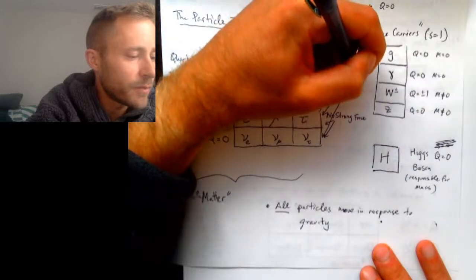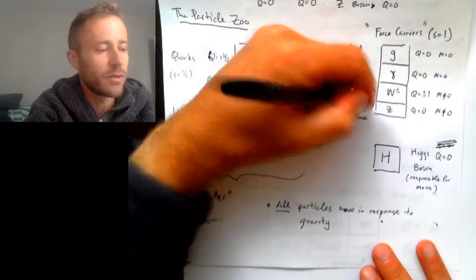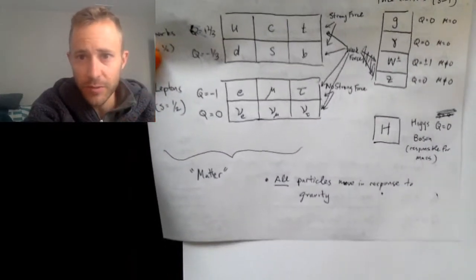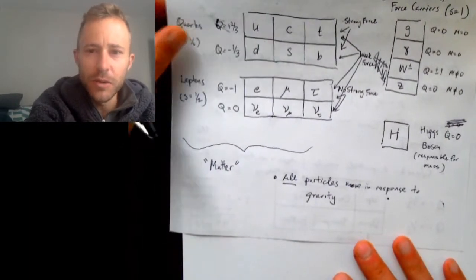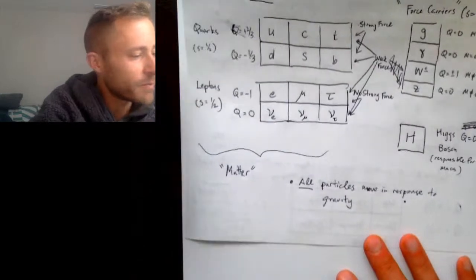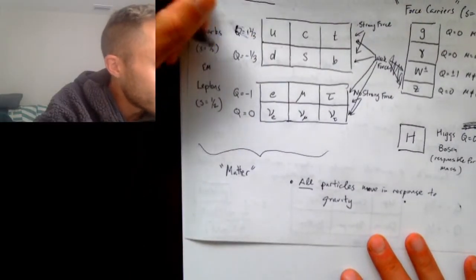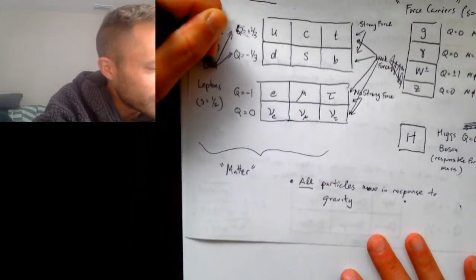They all do the weak force. I'm not even going to draw arrows to the force carriers, because the force carriers obviously do the force that they're talking about. And then for the electromagnetic force, only the particles with charge do the electromagnetic force.